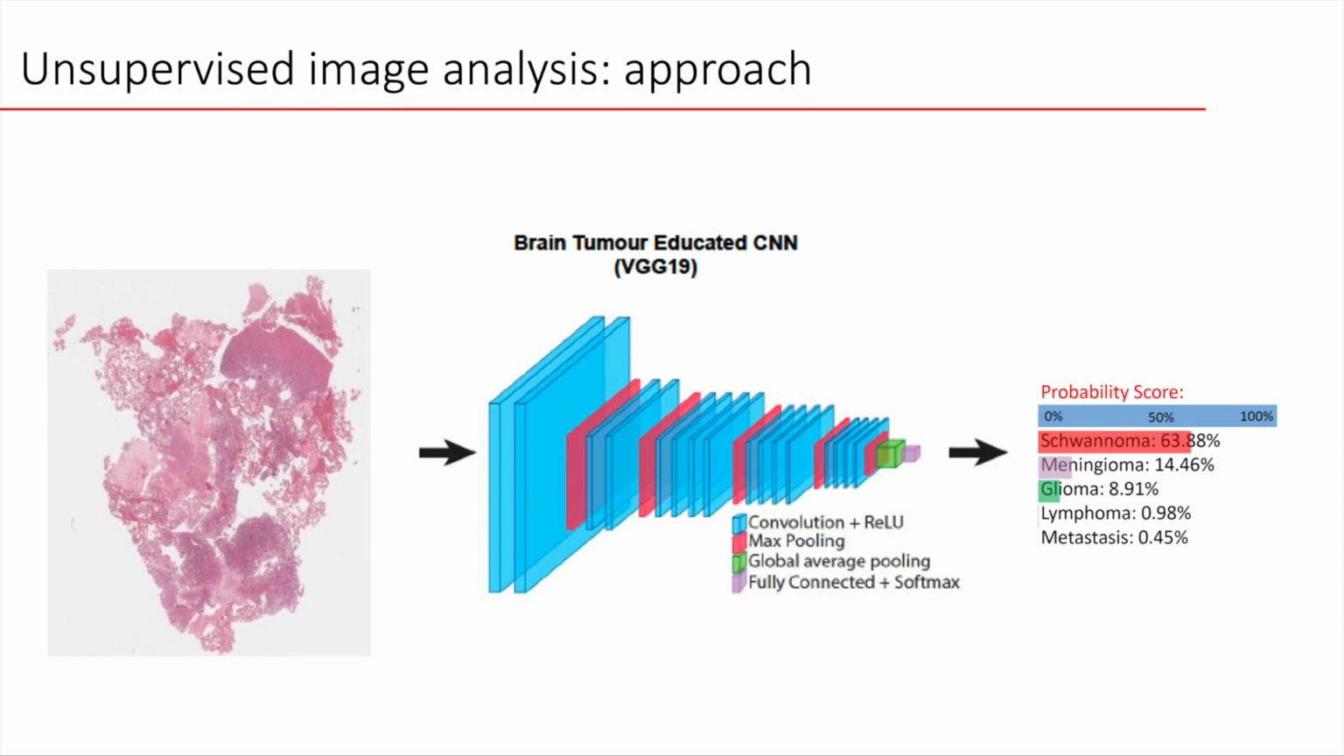So how does this work in our specific model? This is our supervised model, where we have a brain tumor slide that's run through a brain tumor educated neural network. And the idea is that it's going to try to classify it based on the different classes that we train the computer to learn.